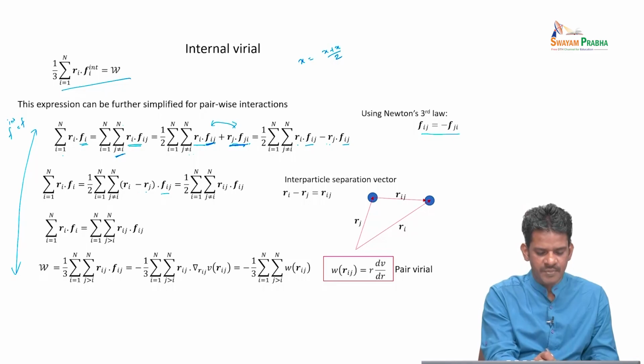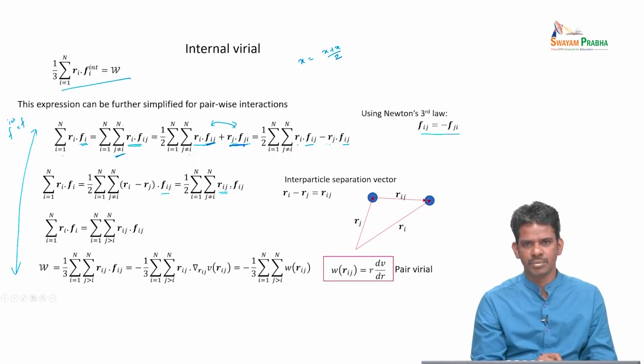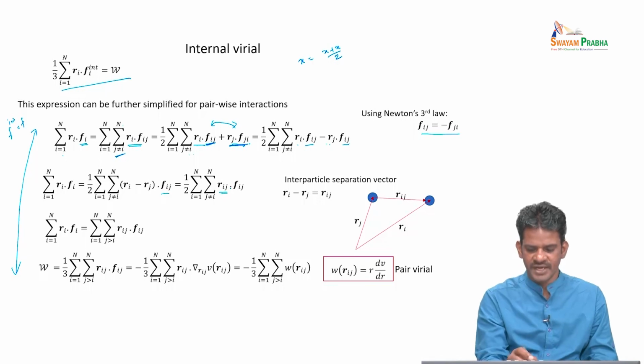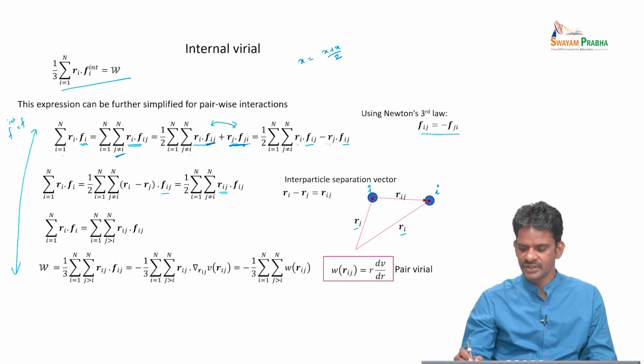Fij dot Ri minus Rj, where Ri and Rj are the coordinates of particles i and j. So, then this Ri minus Rj can be written as the vector that separates the two particles i and j. It can be seen here if I have particle i here and particle j, Ri and Rj are the respective position vectors. So, Rij would be Ri minus Rj, which is a vector that goes from j to i.